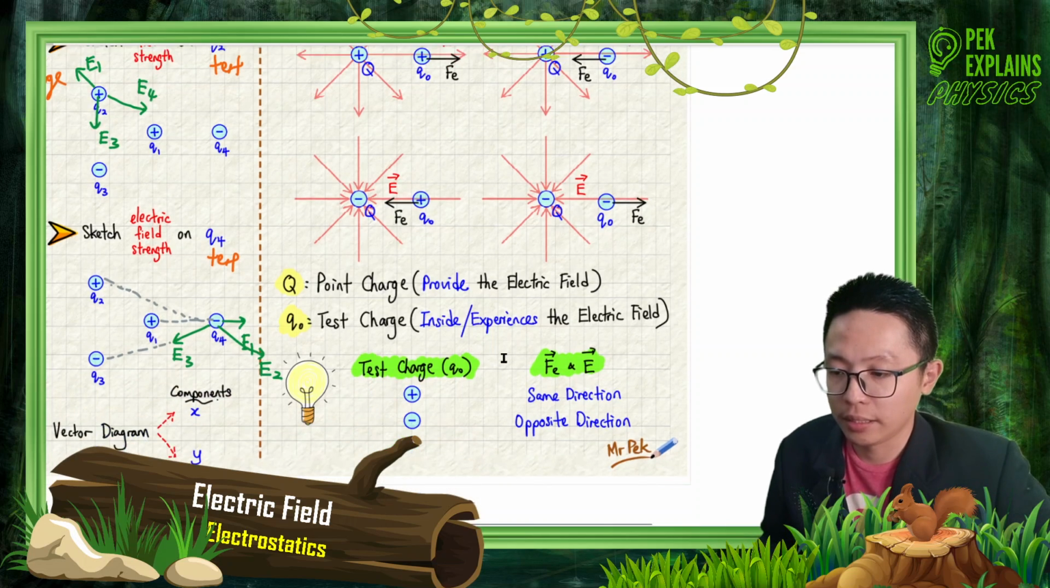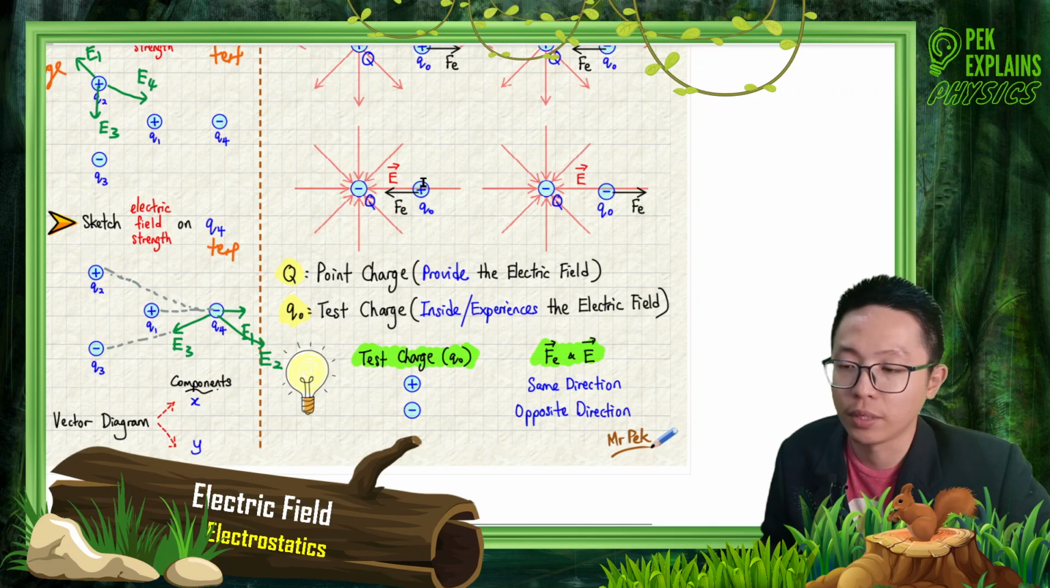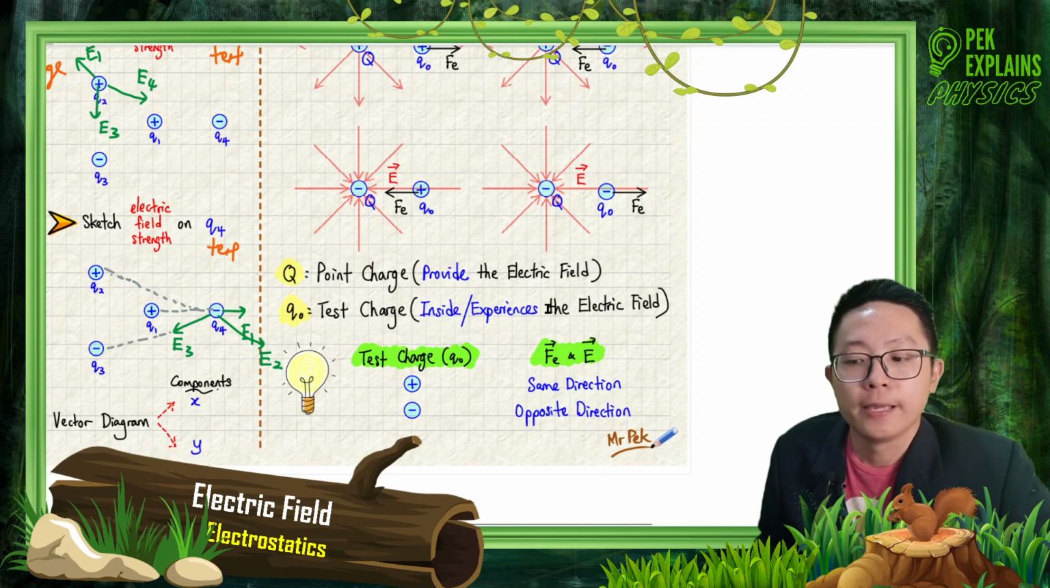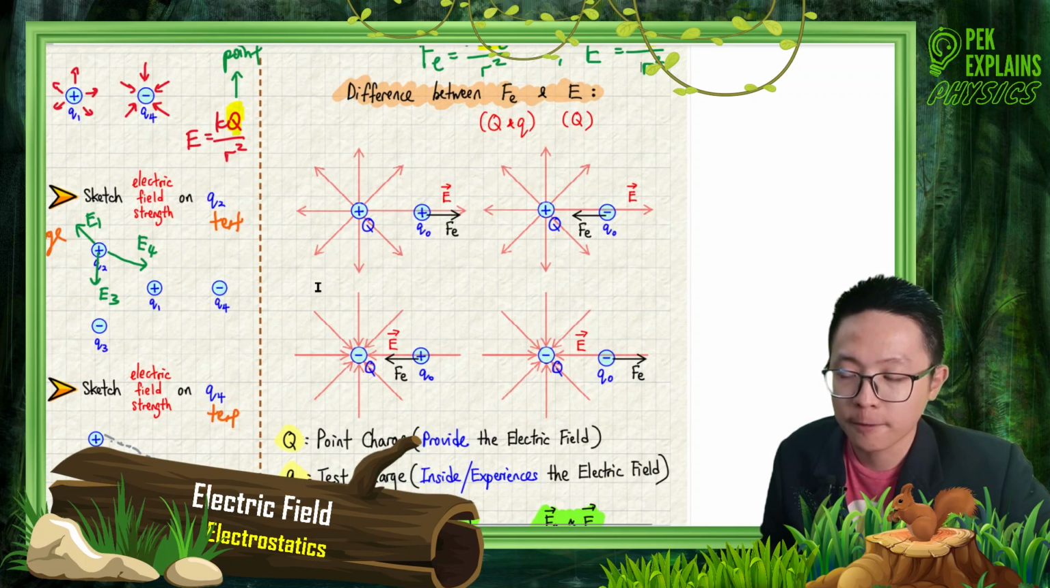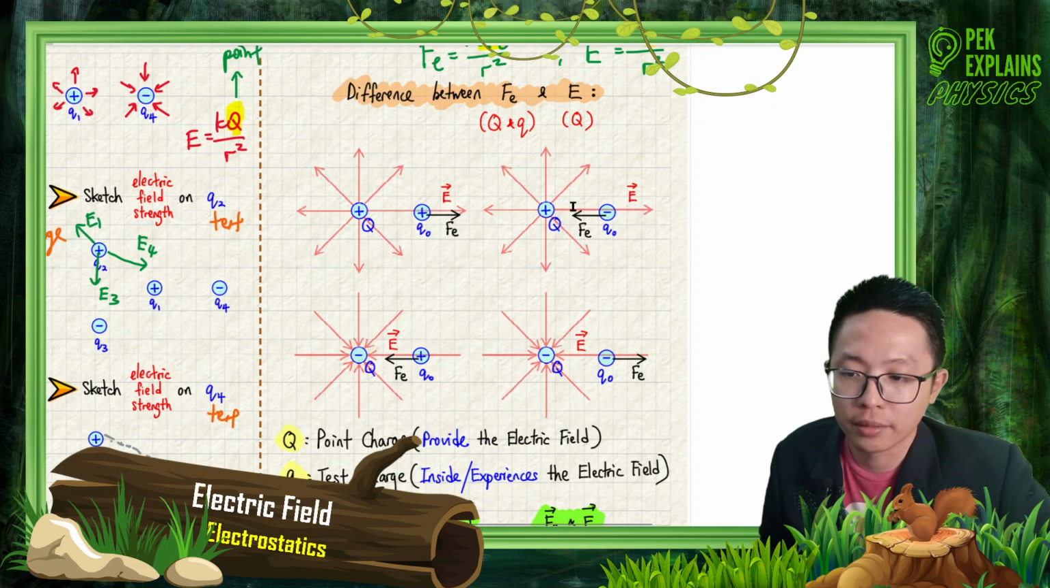So the point charge provides the electric field for the test charge. The test charge is the one that experiences the electric field. So now, there's one conclusion we can see from here. When are the force and electric field in the same direction? When are they in opposite directions? Here, force and electric field are in the same direction. This one also, the same direction. But for these two, force and electric field are in opposite directions.